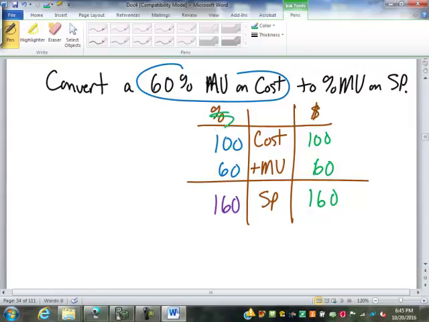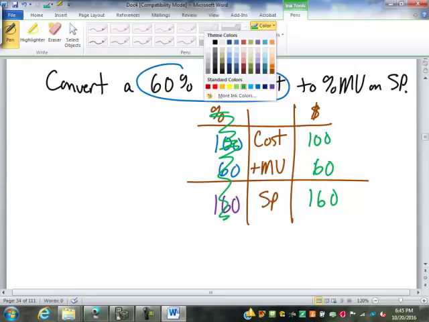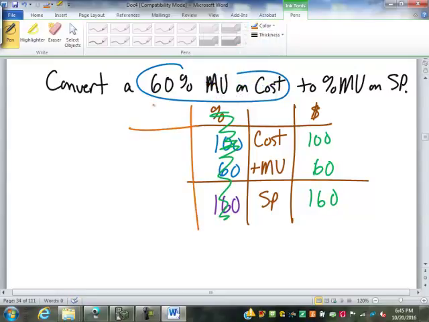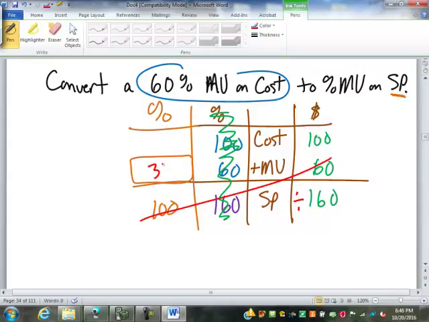So now again, I'm going to ignore this piece, and I'm going to redo the left side of my table. To convert it to markup on selling price, that means 100% now goes with the selling price. So I'm looking for this percent markup. 100 times 60 divided by 160 is 37.5%. Correct?